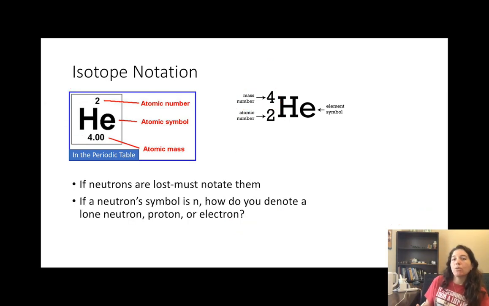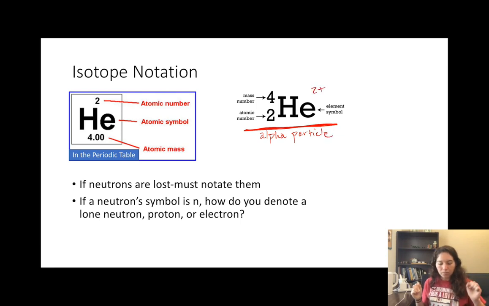Now, sometimes in nuclear reactions, we see that single neutrons, protons, or electrons are emitted from the reaction. So this is an alpha particle. This is our biggest type of nuclear radiation. So this is our alpha particle, if it had a 2+ here. But sometimes just a single neutron leaves, or just a single proton leaves.